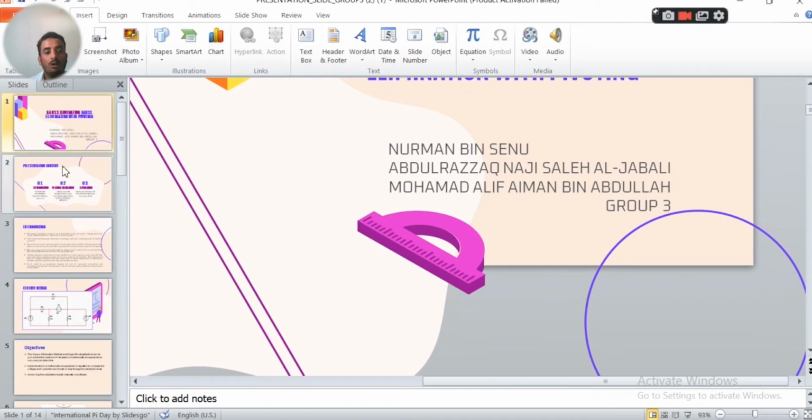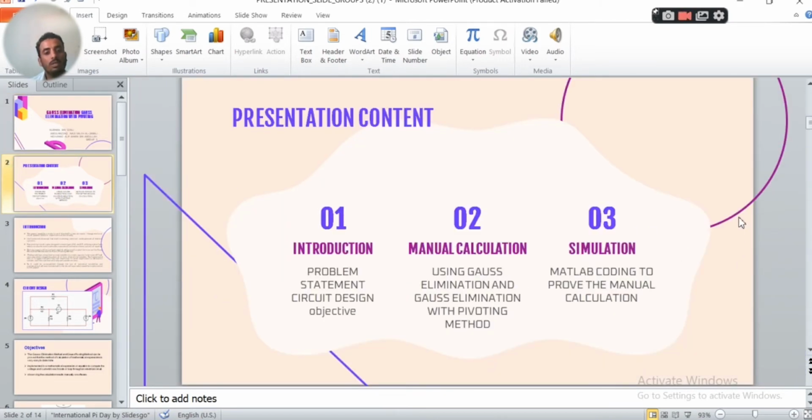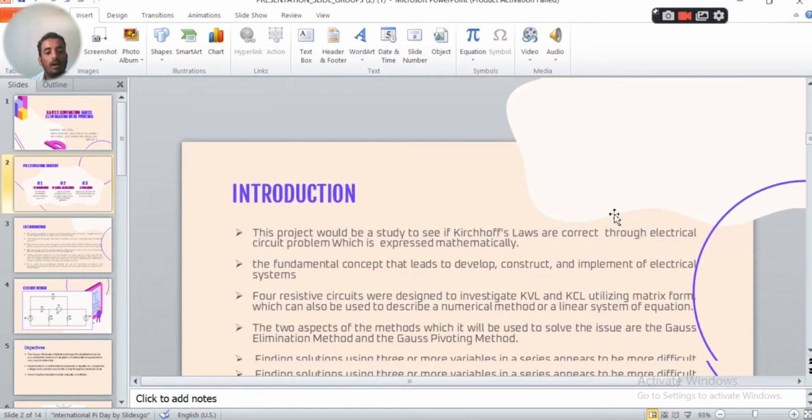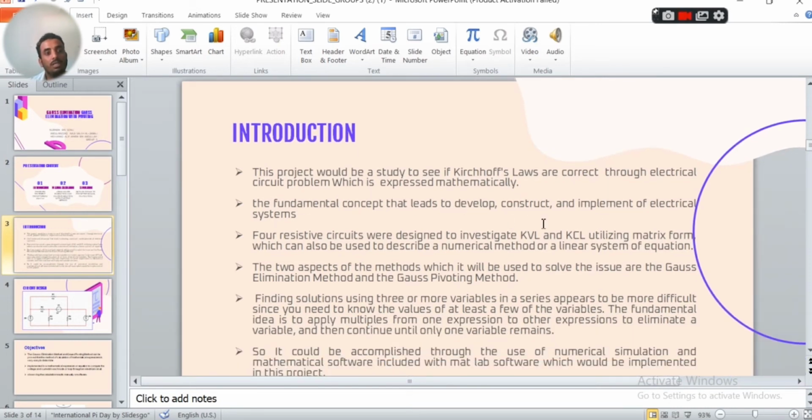So the presentation contents will be about the introduction, the manual calculation and the simulation. I'm going to do the first part, which is the introduction of the problem which we have chosen.